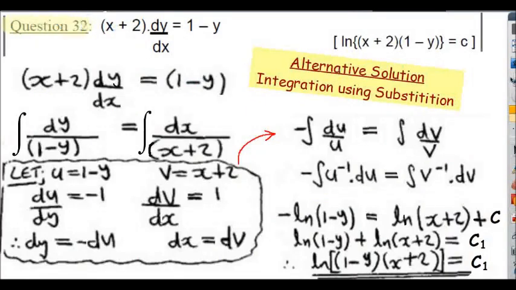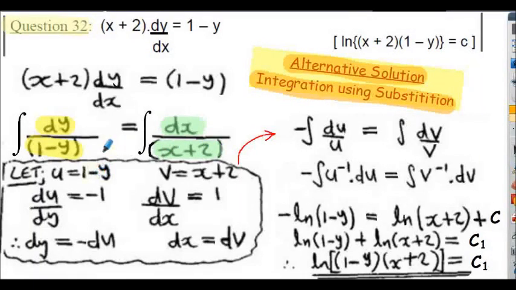Question 32, an alternative solution. Within this solution, we're going to apply integration using substitution. As per the previous solution, we have the same integrals to solve, integrating with respect to y on the left-hand side and integrating with respect to x on the right-hand side. But with this solution, we need to make a substitution. On the left-hand side, we let u equal 1 minus y. On the right-hand side we let v equal x plus 2.